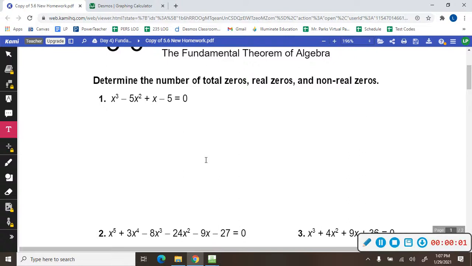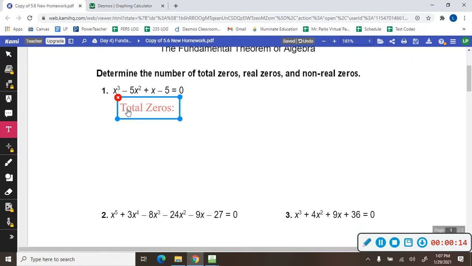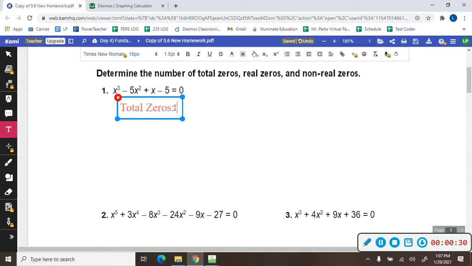So number one, we're going to determine the number of total zeros. So total zeros is easy. Total zeros is always equal to your highest exponent. The highest exponent, we have a 3, we have a 2, we have a 1. So the highest exponent is 3. That is the degree. So because the highest exponent is 3, the degree is 3. So that means we have 3 total zeros.